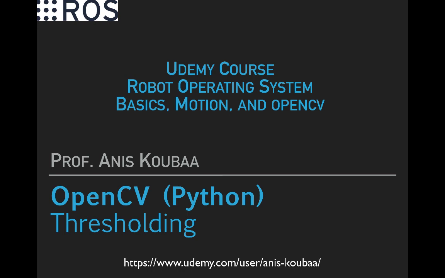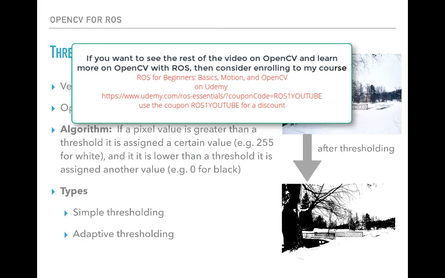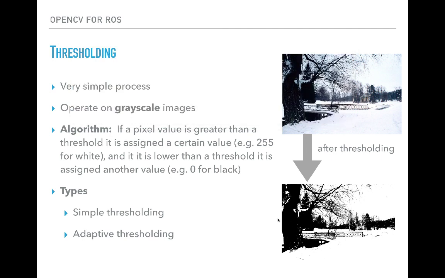In this video, I'm going to talk about thresholding, which is the simplest method of image segmentation. The principle is very simple. We start from a grayscale image, and using thresholding, we produce a binary image, either black or white. So the process is the following.